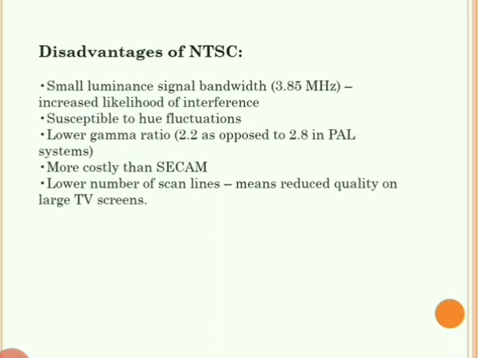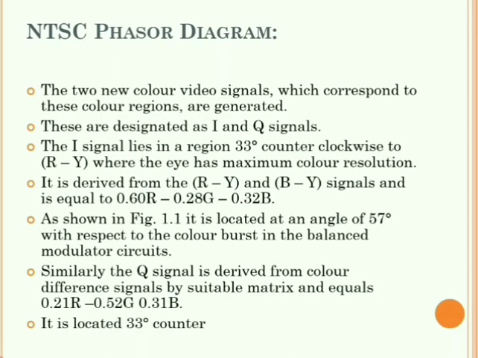Now let us see the next point, that is the NTSC phasor diagram. Now we will see what is actually the phasor diagram. The two new color video signals which correspond to these color regions are generated. We have to generate two new colors which correspond to these color regions, that is the RGB color region. These are designated as the I signal and Q signal.